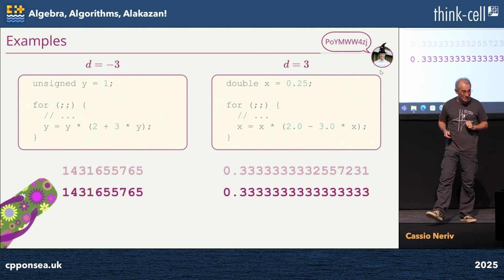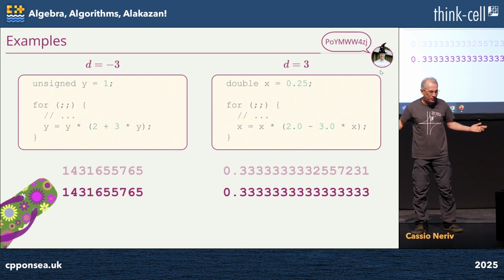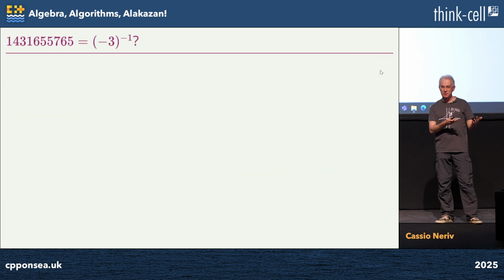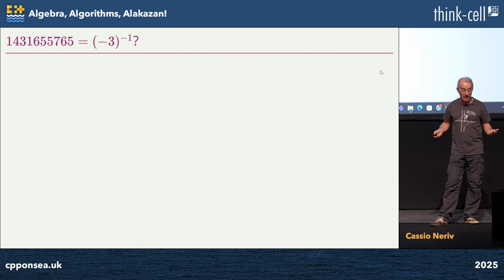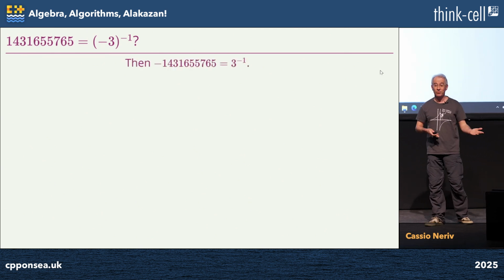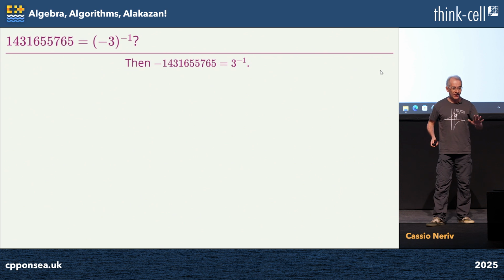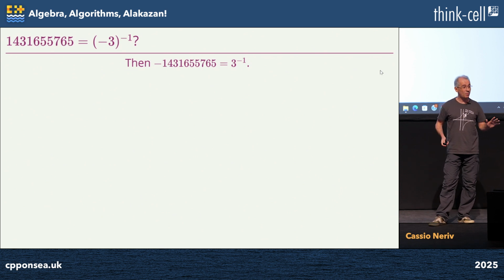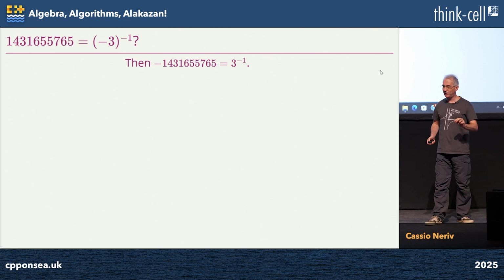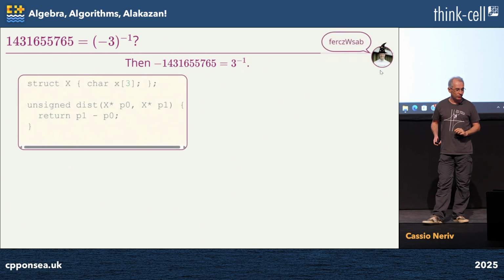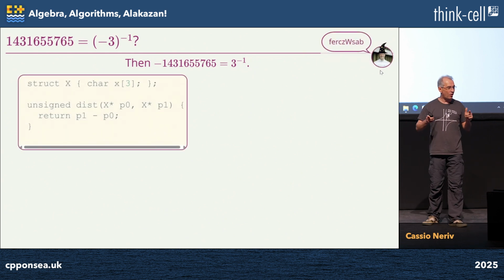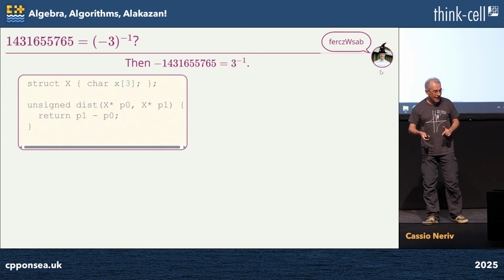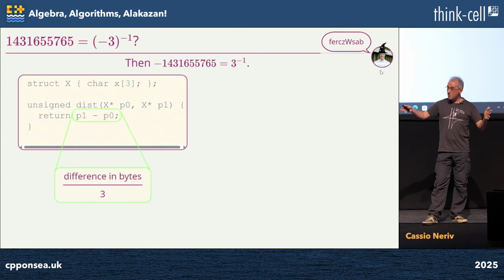So what do I mean by this is expected? Am I suggesting that this big magic number here is the reciprocal of -3? If so, then its negation should be the reciprocal of 3, right? So let's hold on for a minute and see a division by 3 in the context of pointer arithmetic. This code calculates the difference between 2 pointers pointing to objects of size 3. So behind the scenes, it calculates the difference in bytes and returns that difference divided by 3.